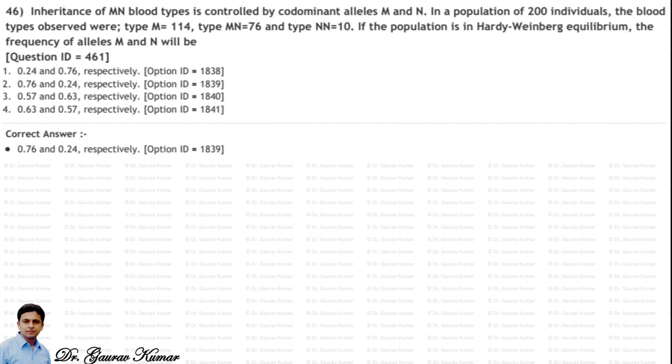So starting with the first question: inheritance of MN blood type is controlled by codominant alleles M and N in a population of 200 individuals. The blood types observed were type M equals 114, type MN 76 and type NN equals 10. If the population is in Hardy-Weinberg equilibrium, the frequency of alleles M and N will be. So total individuals are 200 and they have given the blood types of MM equals 114, MN 76 and NN equals 10.